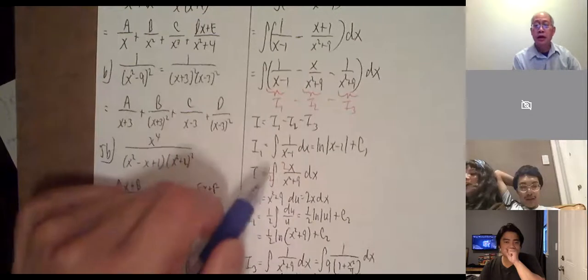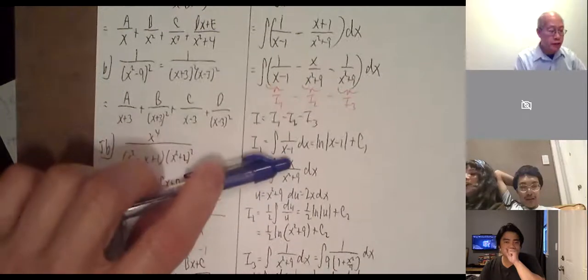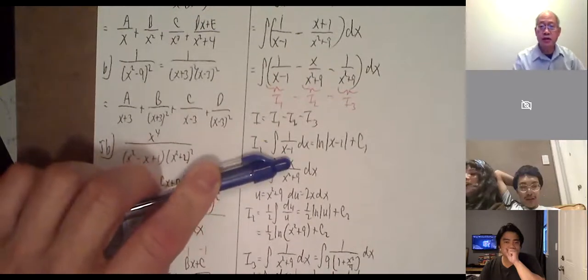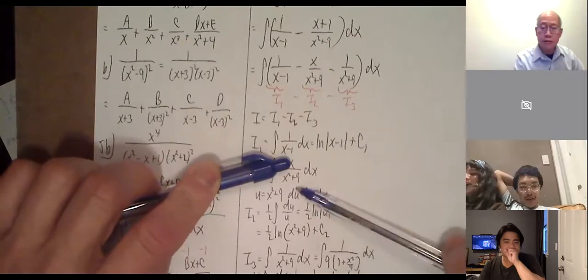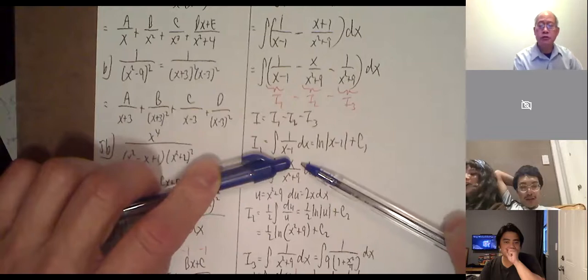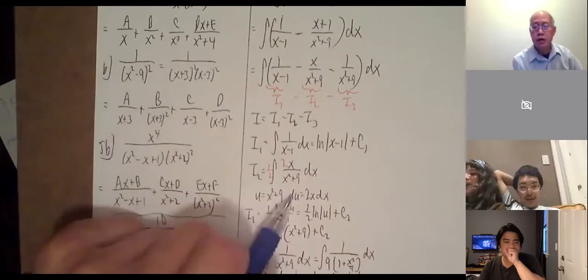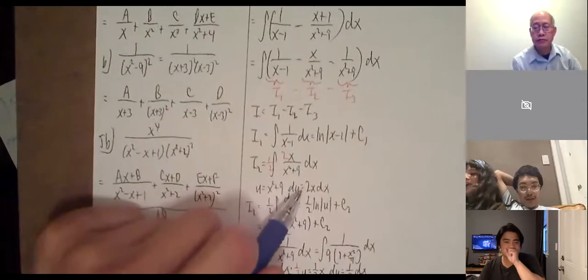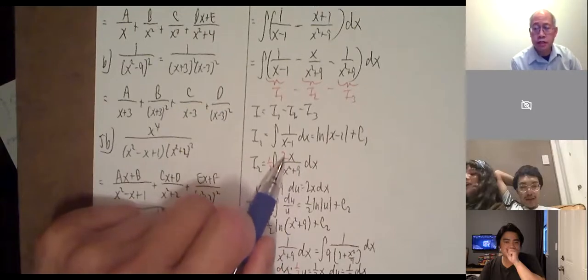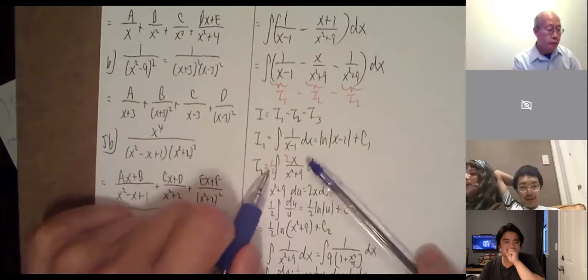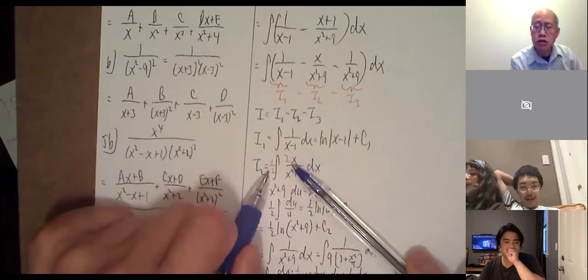Okay, I2. Ignore the red temporarily. X over x squared plus 9 dx. The derivative of the bottom is the top except for 2. That's okay. You can put constants in and out. So u equals x squared plus 9, du equals 2x dx. I cannot substitute until I have a 2 here. So 2 inside, 1/2 outside. By putting these two things in red, I have multiplied this integral by 1, which means I don't change its value.